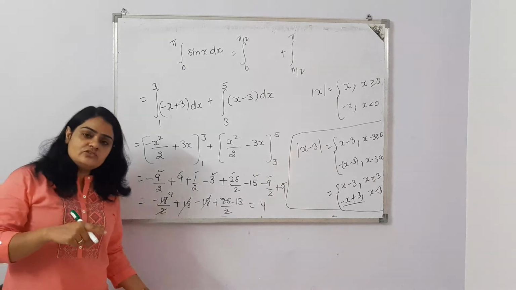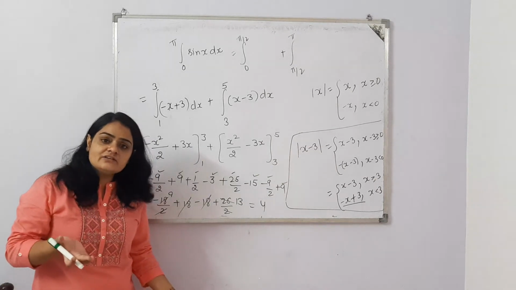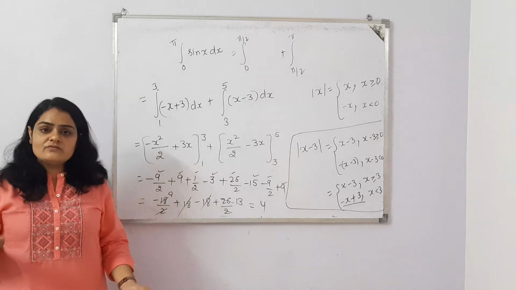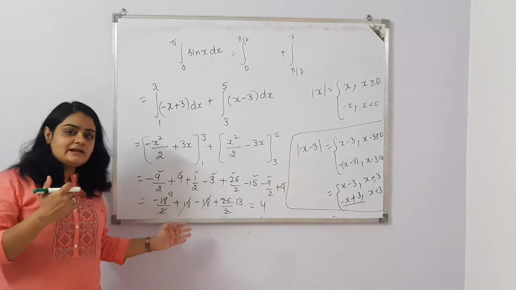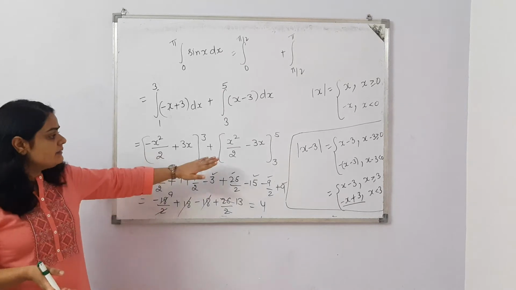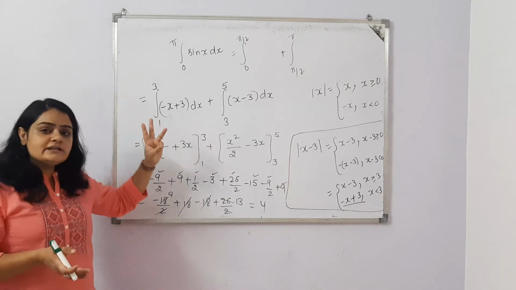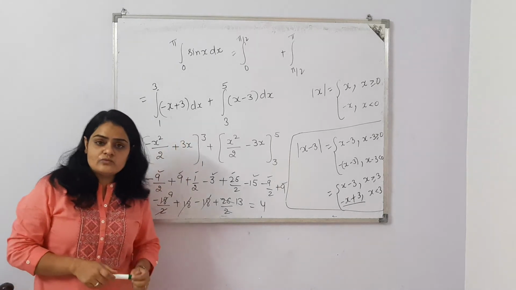And in the previous question, it was already given: there were two different functions according to the limits. So we applied that property, that means splitting the limits accordingly. So we have already done three types of different questions. Let's do one more question.